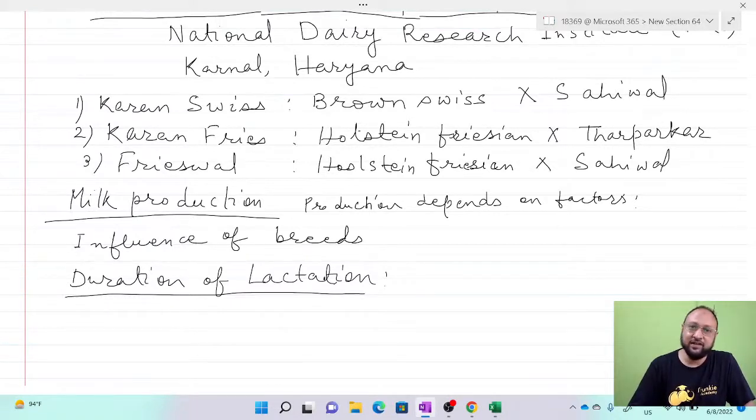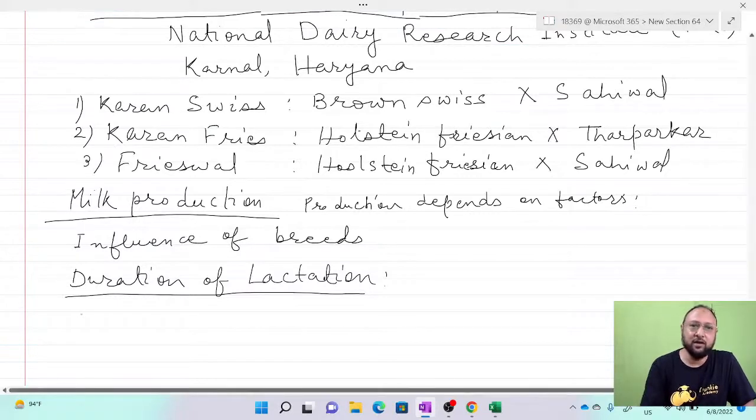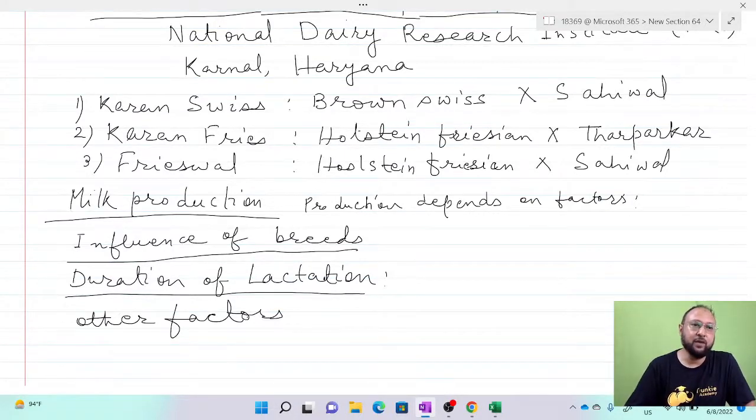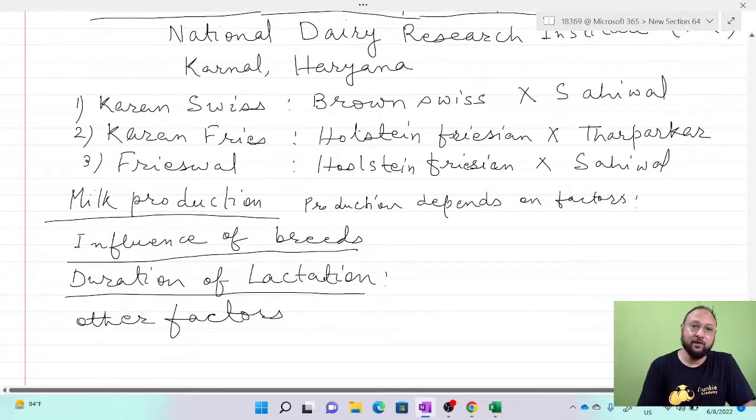Other factors are there, like seasonal changes affect milk production. The quality of the milk is better in cold weather and decreases in warm weather. So that comes under the other factors, like seasonal factors. In winter they give good quality milk, it may have more fat. Also the physical conditions and the feed that we are providing. All these are important factors for the production of milk.